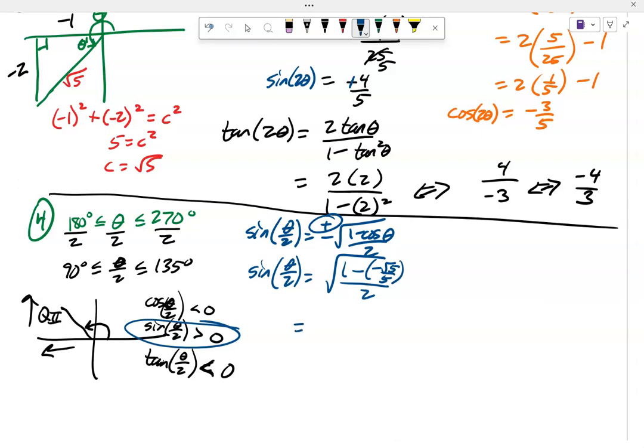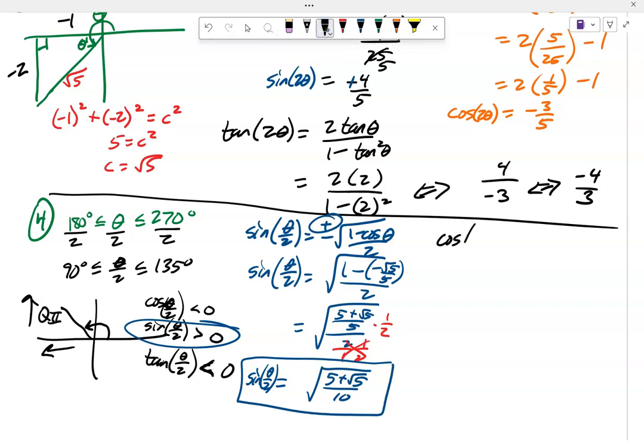And then we'll clean this up. So I got 5 over 5 plus root 5 over 5. So 5 plus root 5 all over 5 all over 2. That over 1 multiplied by the reciprocal. So I got 5 plus root 5 times 1 all over 10. And there's our sine of theta over 2.